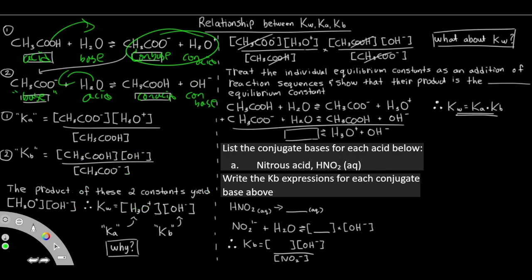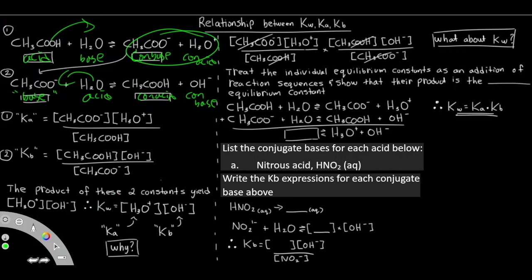The product of these two constants yields what? This and this, right? Our hydroxide and our hydronium, okay? So Kw is equal to this. Why? Technically, hydronium is Ka, technically hydroxide is Kb, okay? Why? Let's prove this. If we get our Ka expression here and Kb expression here, and then we multiply them together, look what happens. This and this cancel out, this and this cancel out, so you're just ending up with hydronium and hydroxide, okay?